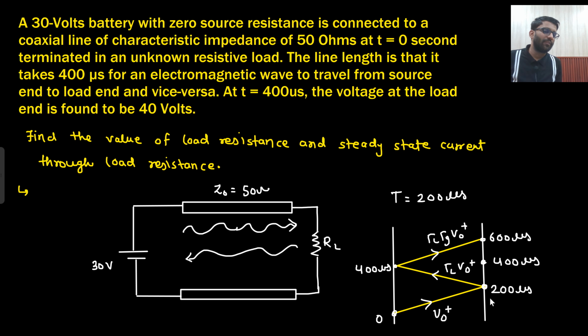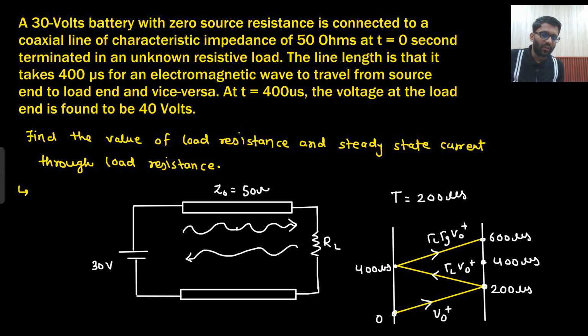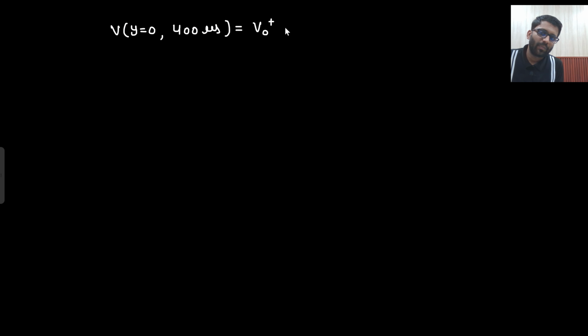So at 400 microsecond, the voltage at the load is these two terms only, because whatever the voltage that you are having at 200 microsecond, the same voltage you will be having at 400 microsecond. Why is that so? Because another 200 it will take here, then another 200 it will take here. So at 600 microsecond, the voltage will be changing. So certainly at 400 microsecond, what is the voltage at the load? That is V naught plus gamma L V naught plus.